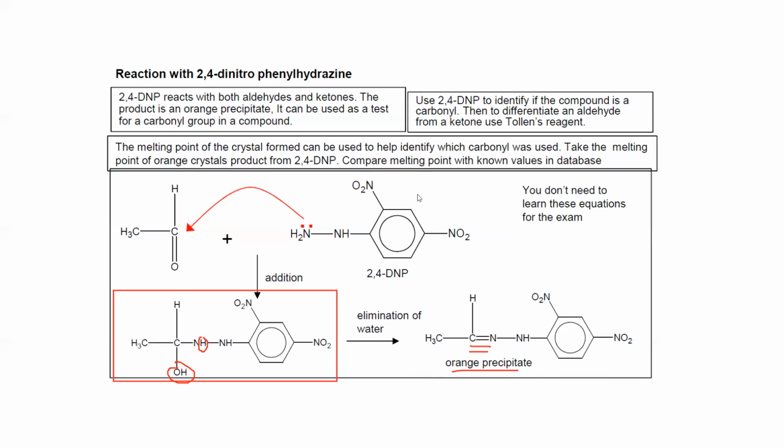Now, how can we find which aldehyde or ketone is there? We can check the melting point or the boiling point. Normally, because it is a solid, we check the melting point. Each derivative has its own melting point. For example, a derivative of 2,4-dinitrophenylhydrazine formed with propanal will have a different melting point compared to one formed with ethanal. Is it clear?